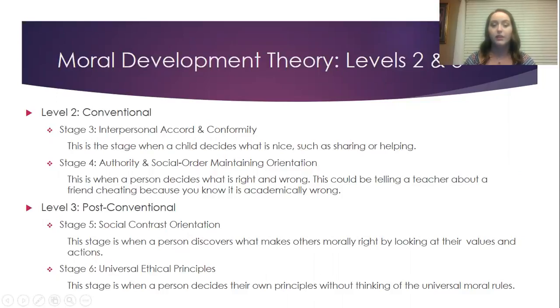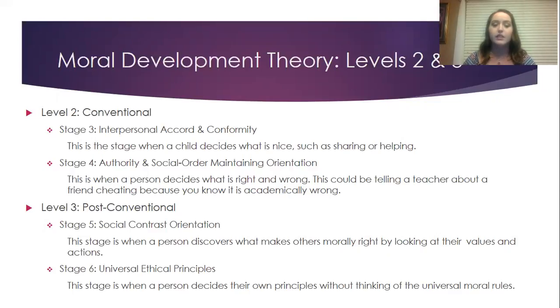Level 2 of the moral development theory is the conventional level, which has stage 3 and stage 4 within it. Stage 3 is the interpersonal accord and conformity stage. This is the stage when a child decides what is nice, such as sharing or helping. Stage 4 is the authority and social order maintaining orientation stage. This is when a person decides what is right and wrong. This could be telling a teacher about a friend cheating because you know it's academically wrong and you don't want to get your friend in trouble, but you know it's not right.